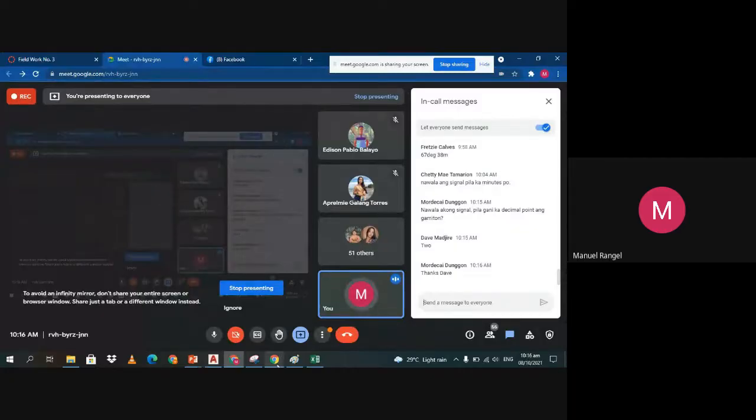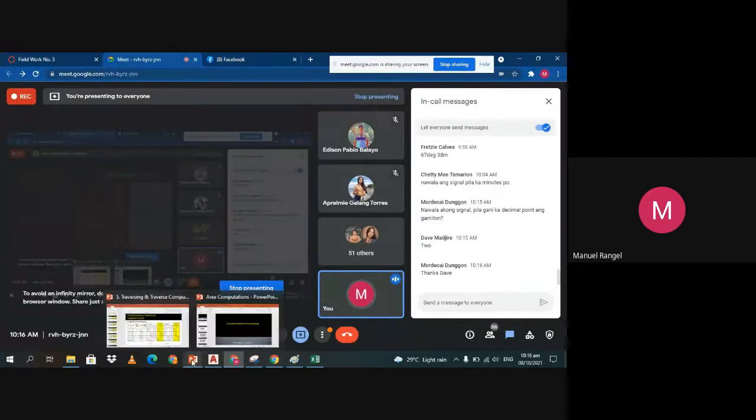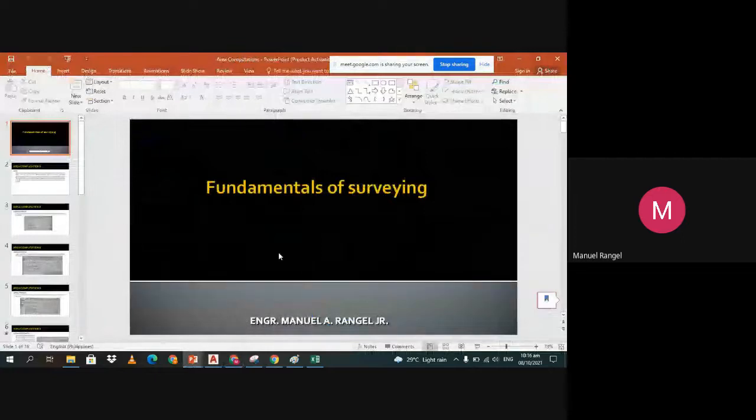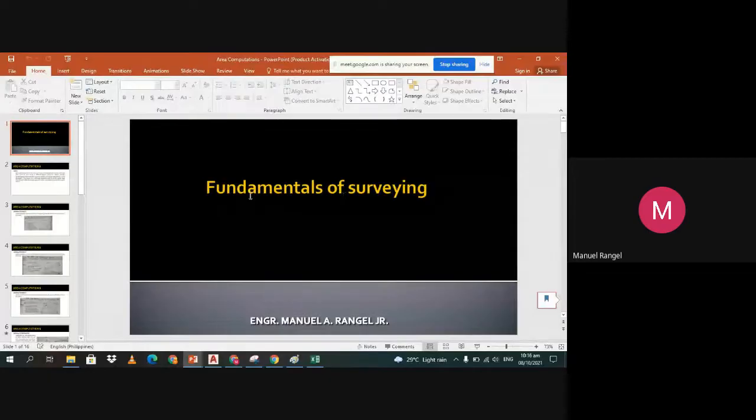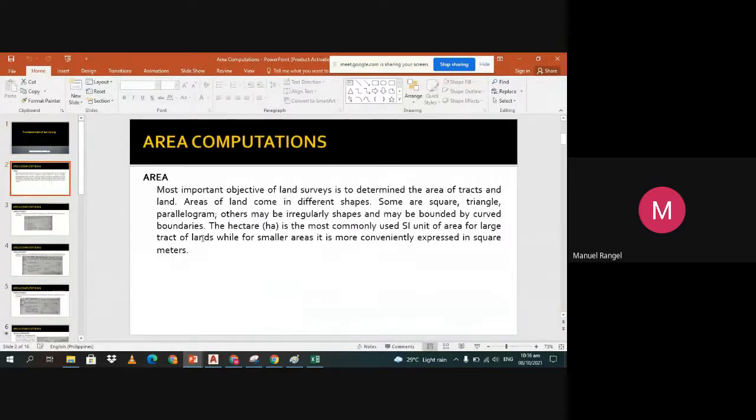Then next surugod ta sa next na area computations. So after nato mahuman ang traverse, so mauna ang sunod na kuhaon is ang area, no? Area computation. So most important objectives of land surveys is to determine the area of tracts and land. So areas of land come in different shapes. Some are square, triangle, parallelogram. Others may be irregularly shaped and may be bounded by curved boundaries.